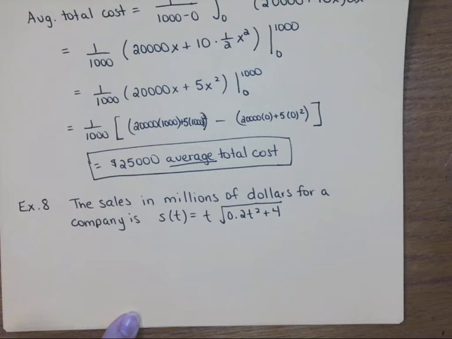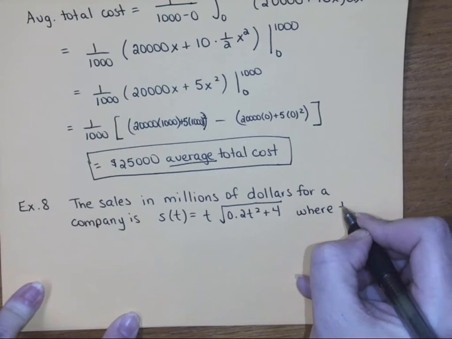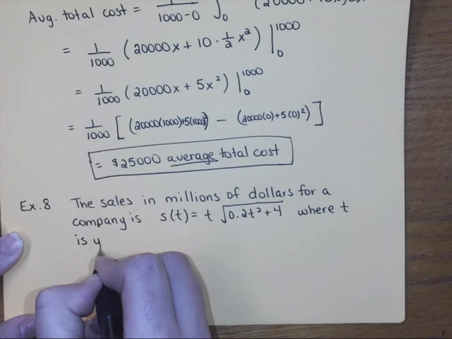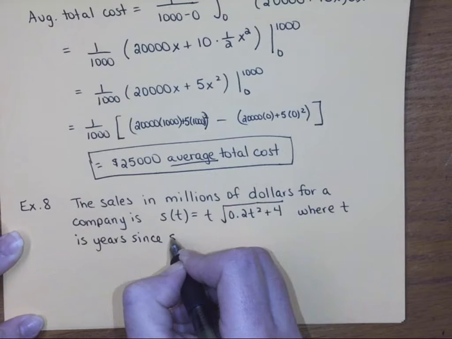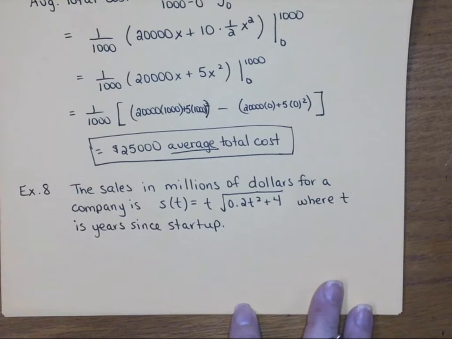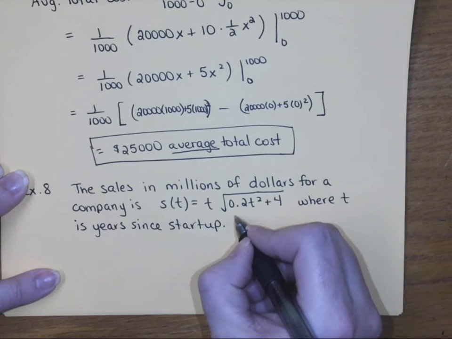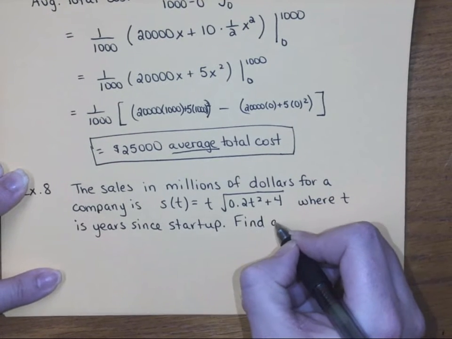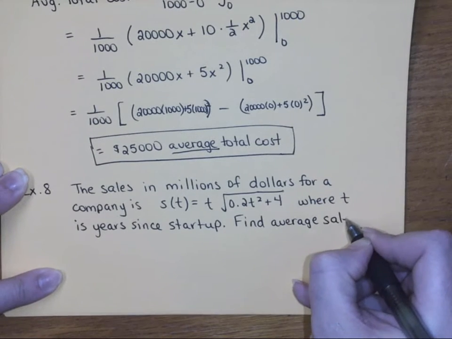Looks like this, where T is the years since the startup or since the company started. Okay, and I want you to find the average sales for the first 5 years.